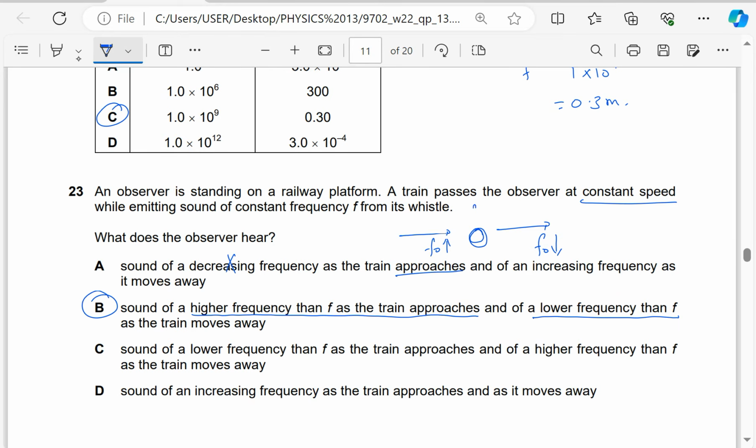If the normal frequency is f, as it approaches, f naught is greater, so that means f naught is greater than f. And as it moves away, it means f naught is less than f. So the answer is B.